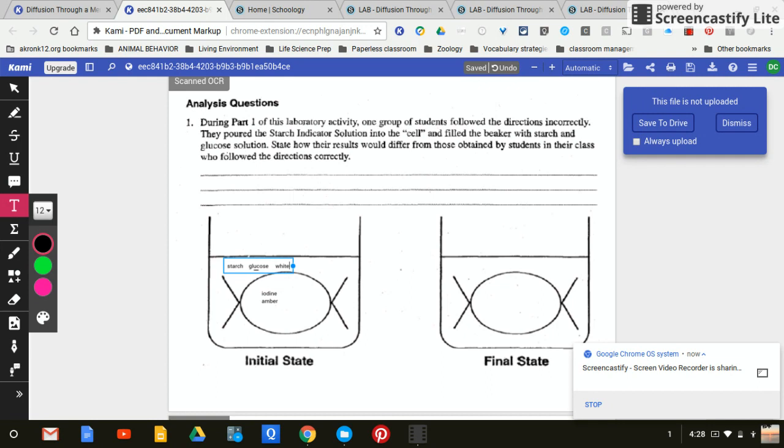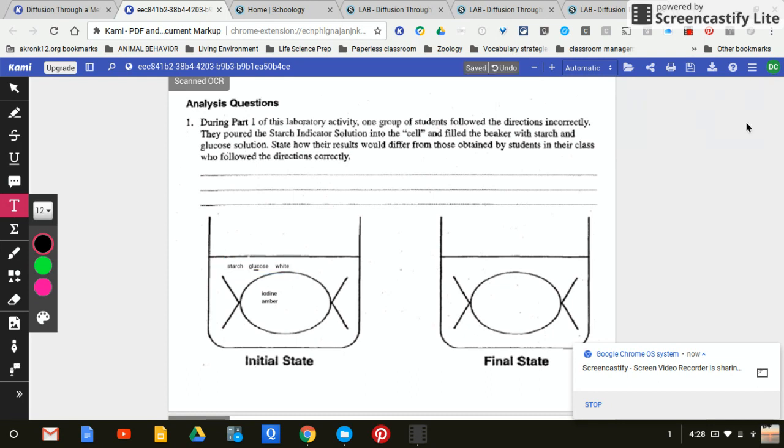State how their results would differ from those obtained by students in their class who followed directions correctly. So this is our group of misfits. They didn't follow directions and they did everything backwards. So you need to figure out what their final state would look like, and explain how their results would differ from those who did it correctly. Initially, we started out with starch and glucose inside, and it was white, and we had iodine and amber color outside. So if you think about what our results look like, you're going to reverse it and explain what their results would end up looking like.